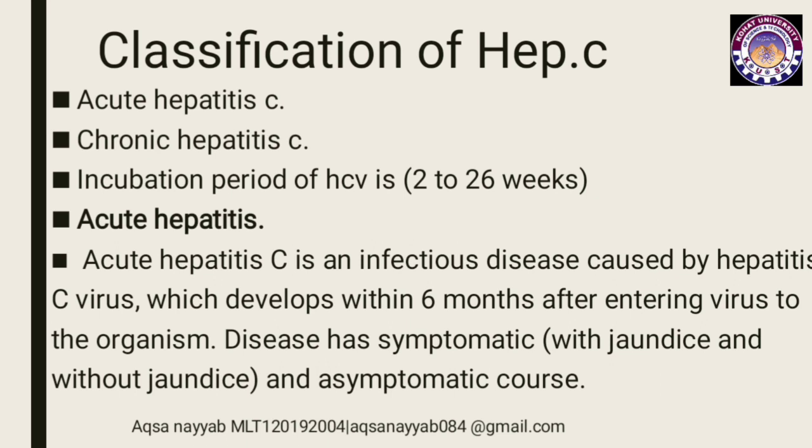Next is classification of hepatitis C virus. Hepatitis C is classified into two types: acute hepatitis C and chronic hepatitis C. The incubation period of HCV is about 2 to 26 weeks. First we discuss acute hepatitis. Acute hepatitis means a new infection which occurs within 6 months. Acute hepatitis is an infectious disease caused by hepatitis C virus which develops within 6 months after the virus enters the organism. The disease is symptomatic. Symptomatic means they have symptoms, with jaundice or without jaundice. Asymptomatic means they have no signs or symptoms.